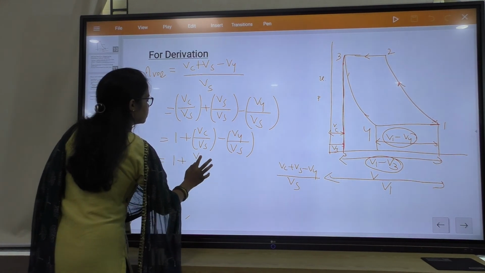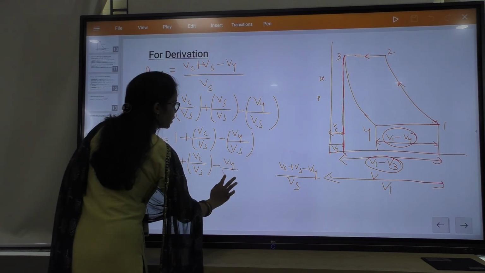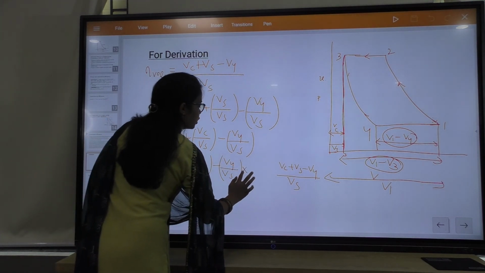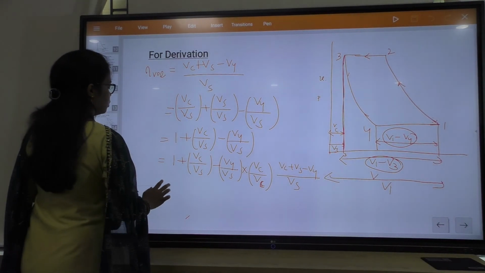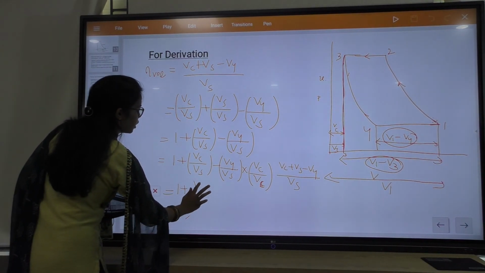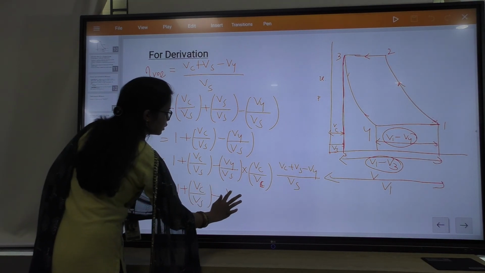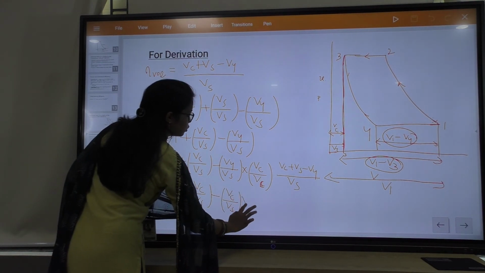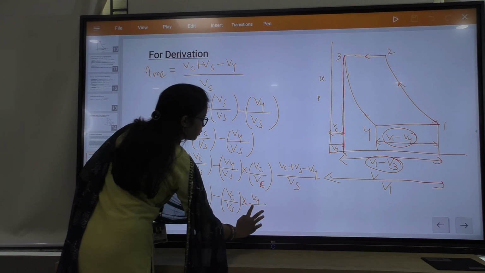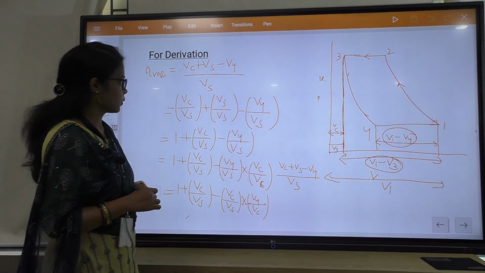Okay. So, here you have to do something to simplify this formula. 1 plus Vc by Vs minus V4 by Vs, you have to multiply by Vc and you have to divide by Vc. Clear? So, again you can write 1 plus Vc divided by Vs minus, you can simplify, Vc divided by Vs whole into V4 divided by Vc. You might have understood this derivation.